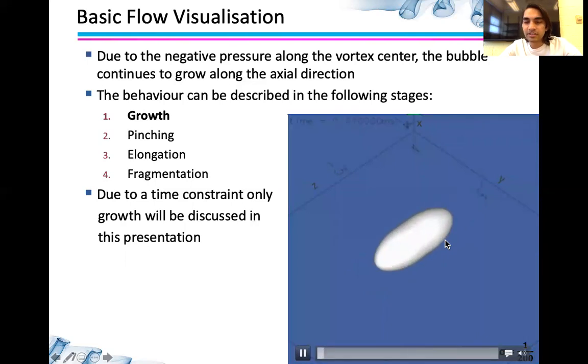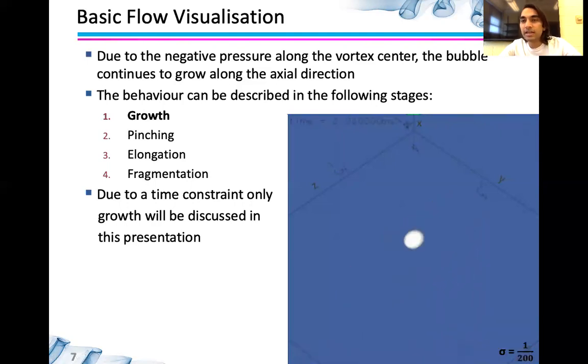Important points to notice here is that the radius of the bubble basically fluctuates from a maximum to minimum. However, in the axial direction, the bubble continues to grow continuously. So the growth of the bubble is mostly in the axial direction than in the radial direction.